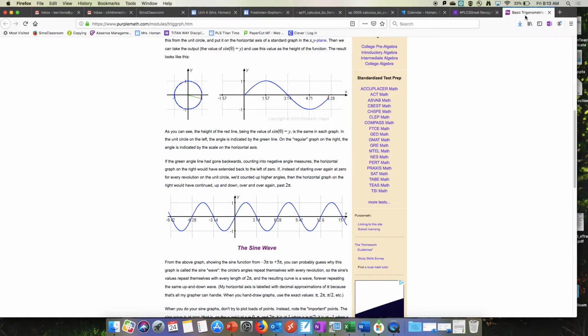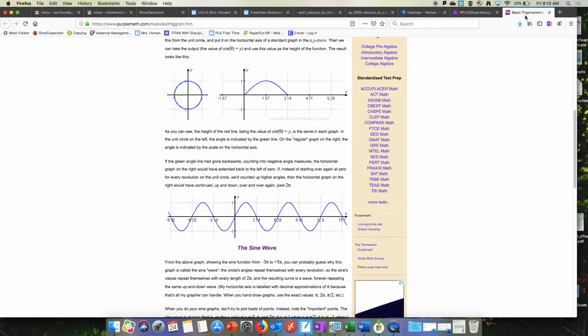So the sine of 0 is 0. The sine of pi over 2 is 1, so there's that coordinate. The sine of pi is 0. There's the x-axis. The sine of 3 pi over 2 is -1. So here's that coordinate right there. And then it makes it back.